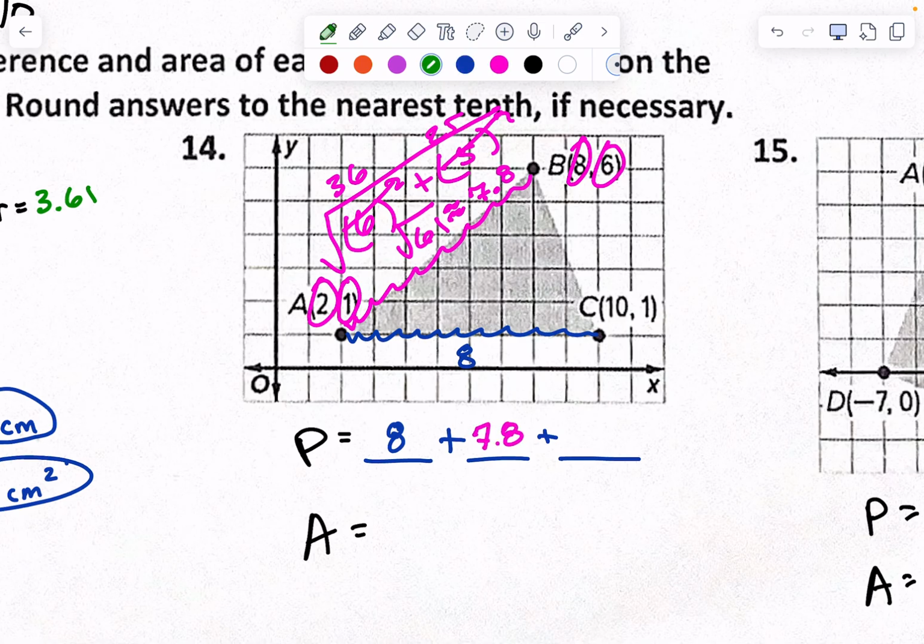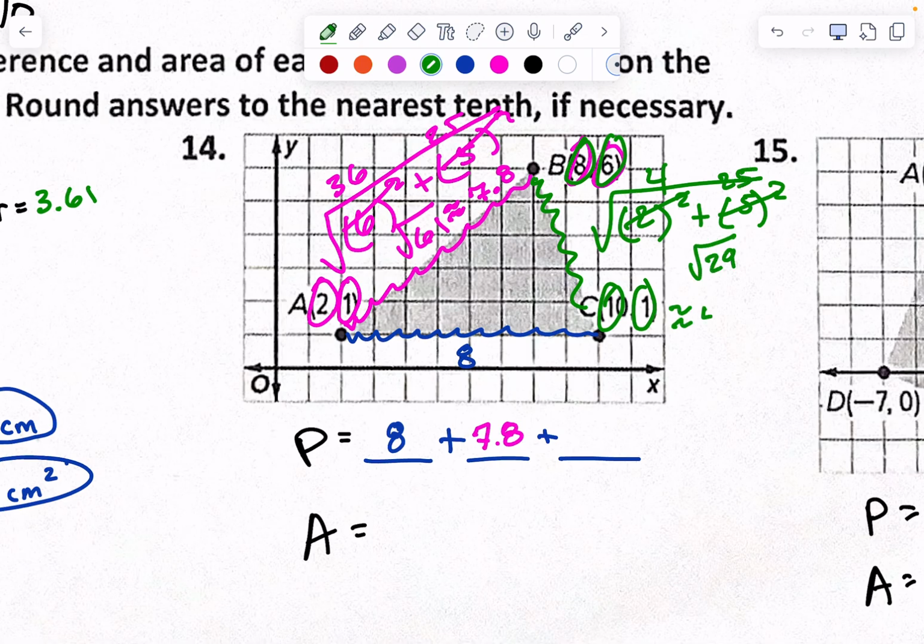This one, I'm doing this distance, square root, this guy squared plus this guy squared. From 8 to 10 is 2, from 6 to 1 is 5, and 2 squared is 4, and 5 squared is 25, and that's the square root of 29, which is 5 point something. 5.4 rounded. So the perimeter is 8 plus 7.8 plus 5.4, which is 21.2 centimeters. Is that right?